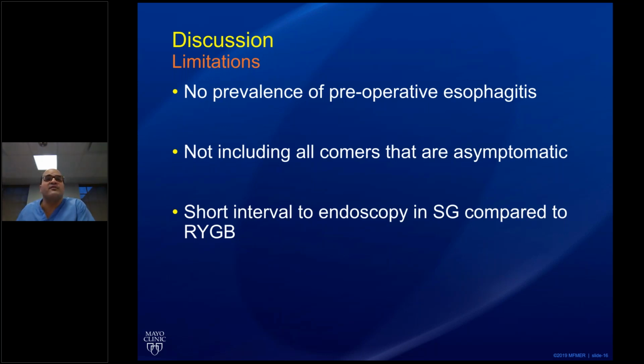So some of the asymptomatic cohort was not included, but that tells us that we probably are underestimating even this, because if you include all comers, things might look different, but that's a question to be answered in a more prospective fashion. And the final limitation is the short interval to endoscopies.